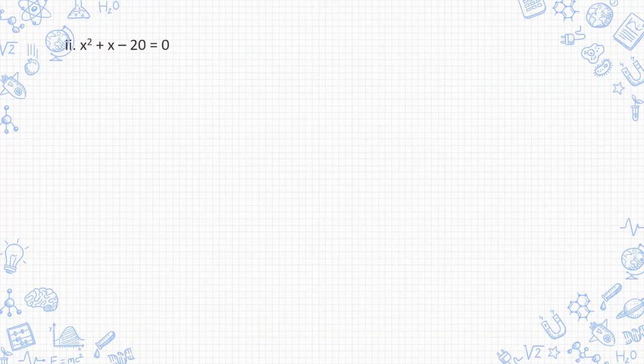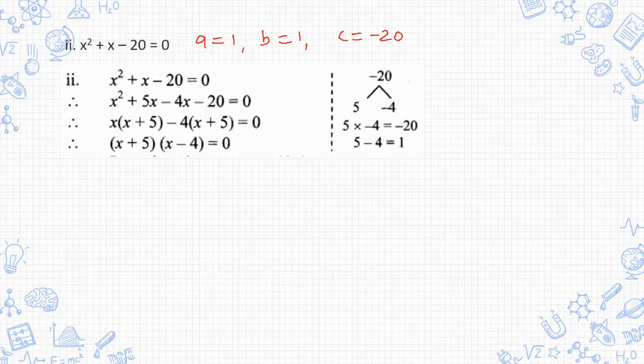Let us see the second sum, x squared plus x minus 20 equal to 0. Now in this sum, if we compare it with the general form of the quadratic equation, we get a is 1, b is also 1, and c is minus 20. Now if you multiply a into c, you will have 1 into minus 20, and 1 into minus 20 is minus 20.